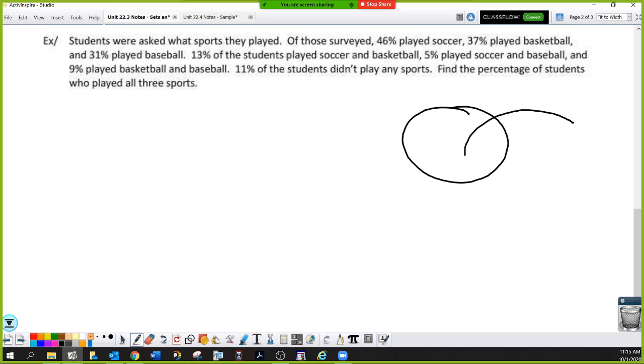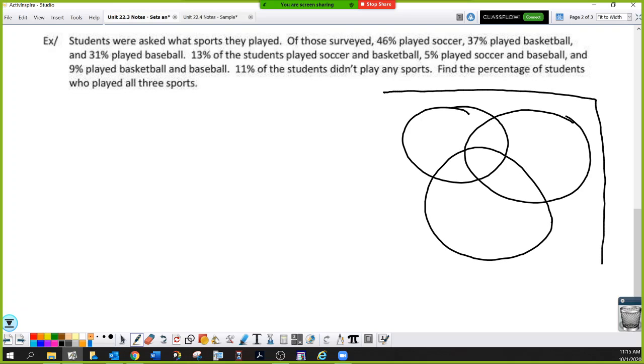Circle, circle. Picture's not drawn to scale because, yikes. Venn diagram. Look at that art. Students were asked what sports they played. And of the students that were surveyed, 46% played soccer, 37% played basketball, and 31% played baseball.